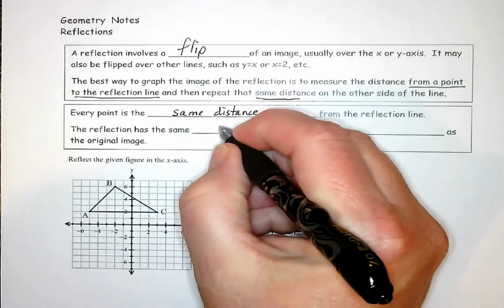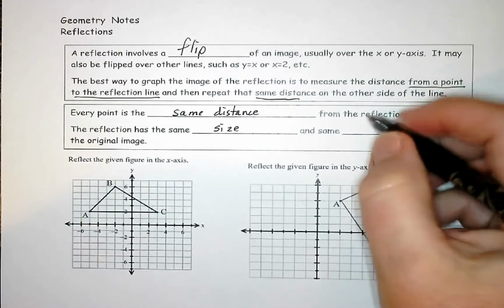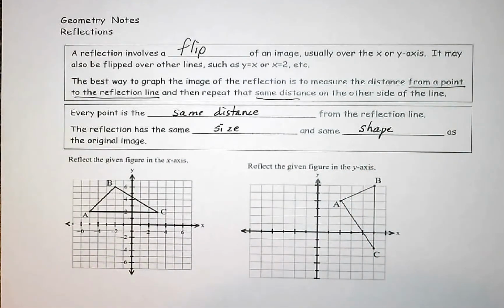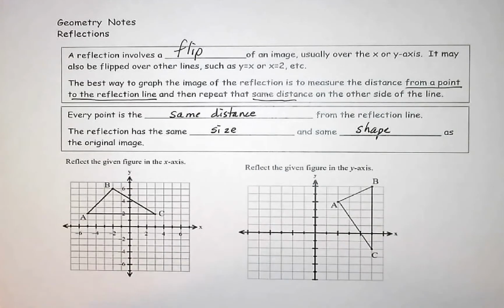The reflection has the same size and same shape as the original. So it's not going to get smaller or move a different way. It's just going to be flipped over that reflection line.